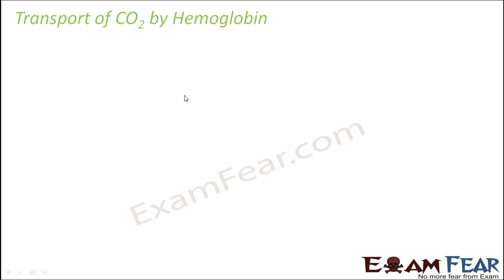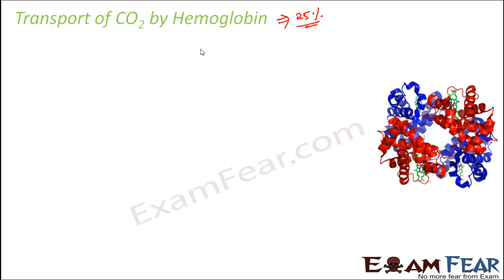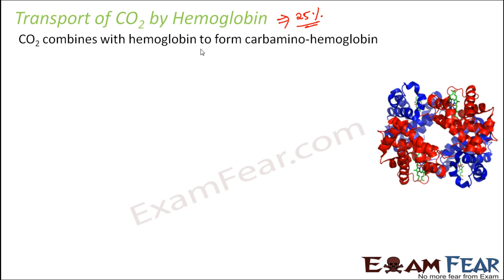So let us first look at the transport of carbon dioxide by hemoglobin. Now it contributes only 25% of carbon dioxide. So hemoglobin carries only 25% of the carbon dioxide by this method. But the concept here is basically the same. It is just that in this case, carbon dioxide will combine with hemoglobin to form carbaminohemoglobin. Like there it was forming oxyhemoglobin, here it will form carbaminohemoglobin.